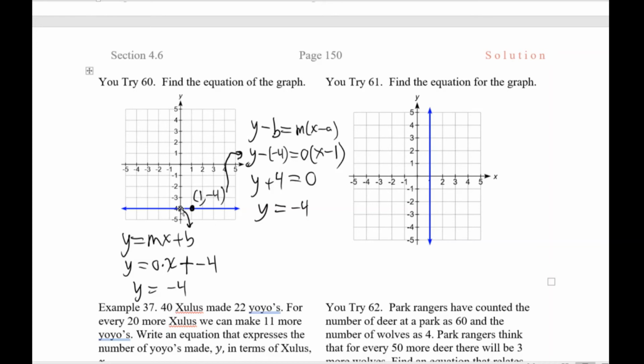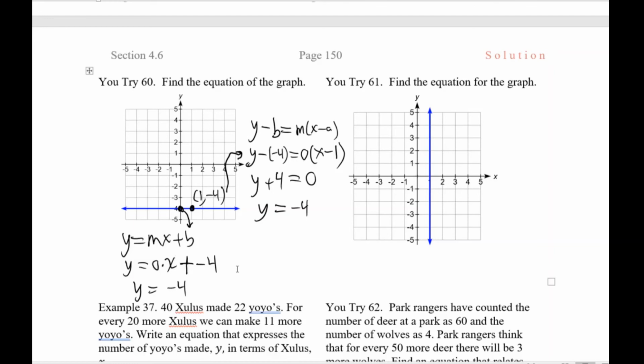The other way we could do it is using this slope-intercept form given this point, which is the y-intercept. Y equals mx plus b. 0 times x is still just 0, and then we have y equals -4. In either case, the same answer.